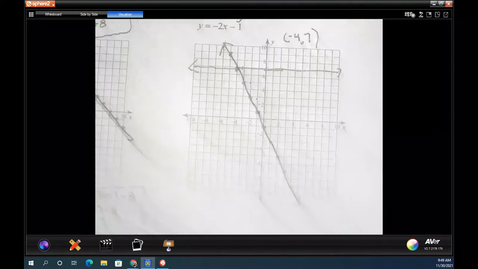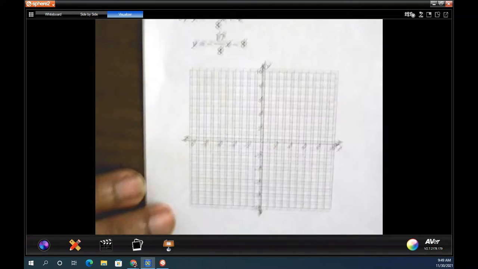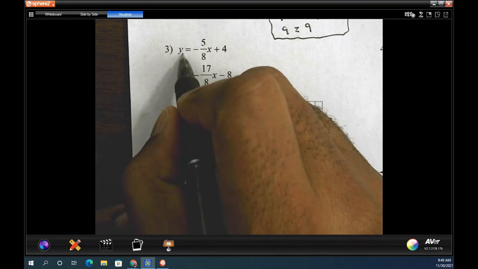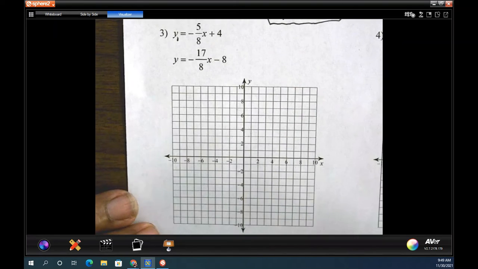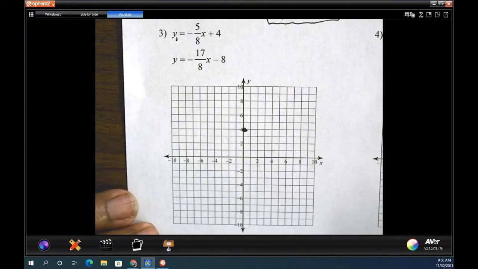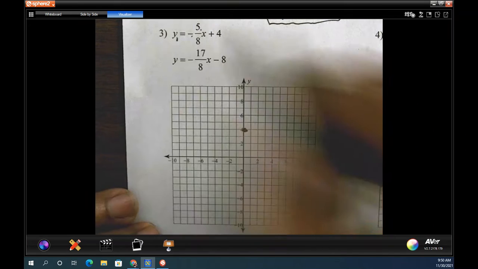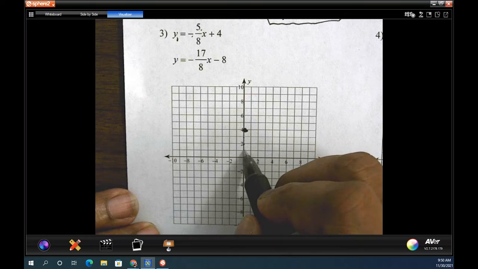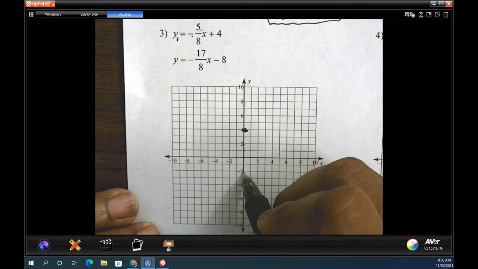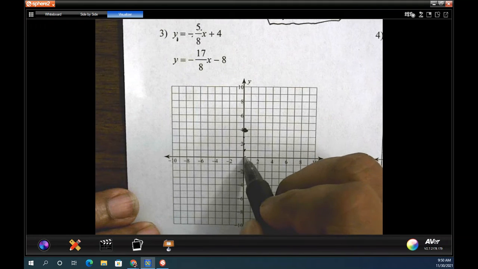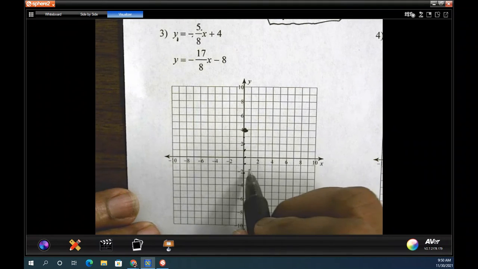All right. Let's go to number 3, I mean. Here we go. Let's plot the first one. Y1. You would go to 0, 4. Now, your slope is -5/8, which means you would go down 5. 1, 2, 3, 4, 5. Or did I skip one? Do it again. 1, 2, 3, 4, 5. I did skip one. And go right 8.